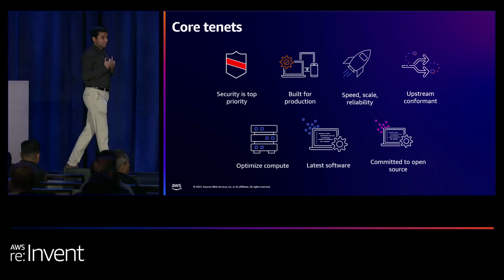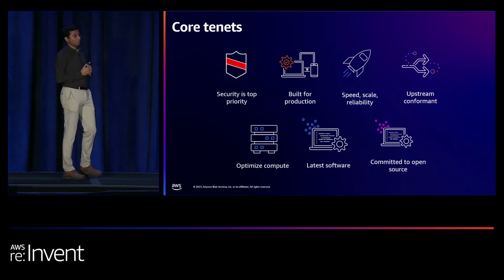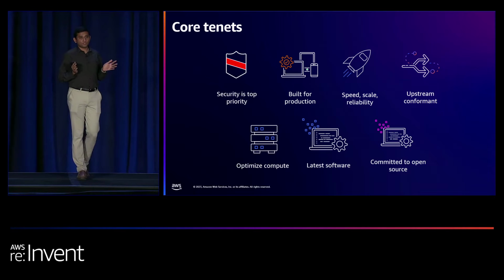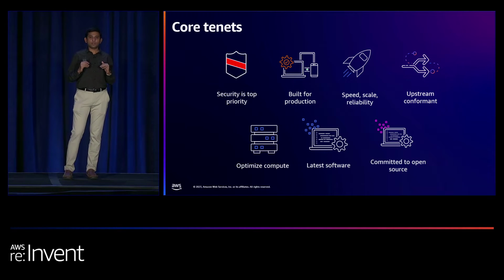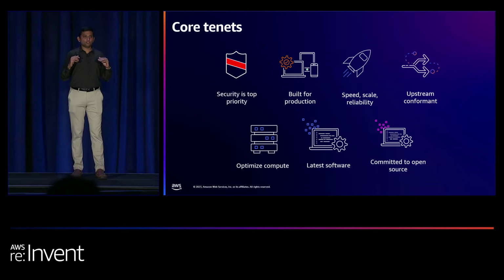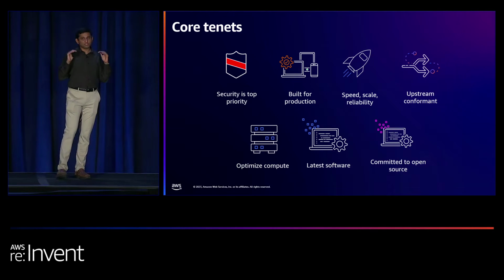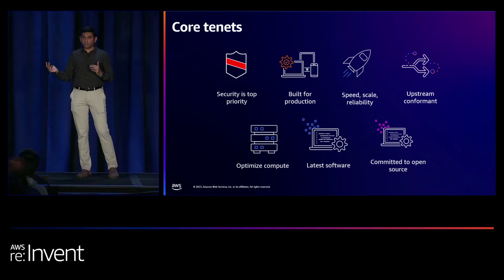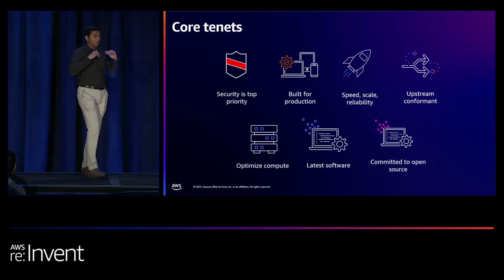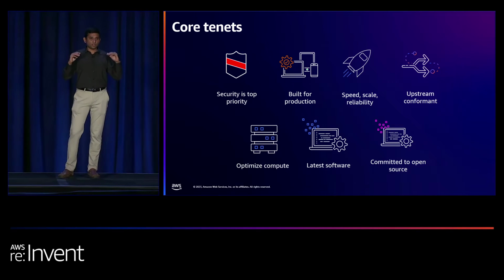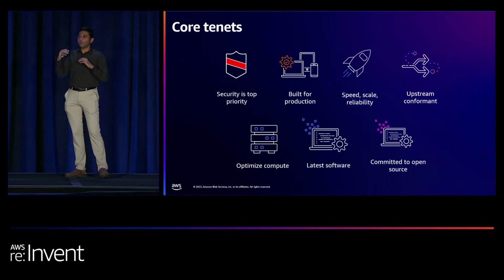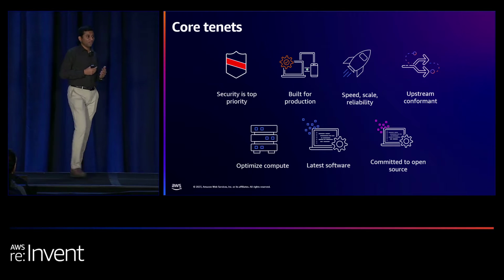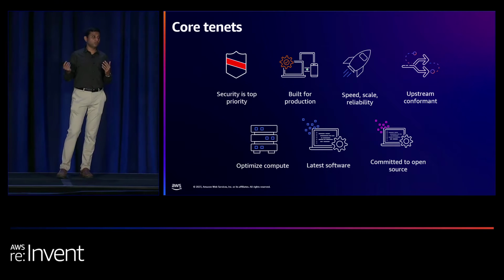So our core tenets tie into some of the topics that we talked about in the previous slide. Security is job zero at AWS, and that applies to EKS as well. Our primary goal is to ensure that you're running your applications in a secure environment. EKS is built for production. What that means is we are delivering a managed service that you can use to run production and mission-critical workloads. We have customers across healthcare, manufacturing, and financial services who are running mission-critical workloads on EKS.